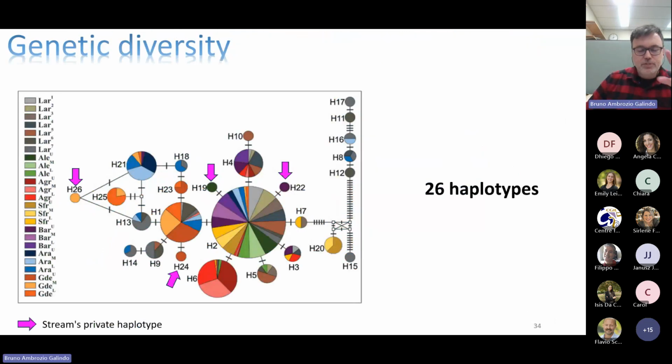So regarding the genetic diversity, as I told you, this is a haplotype network. Here each circle is one haplotype. The bigger the circle, the bigger the number of individuals. And in these arrows, I have some haplotypes that are restricted to streams. So these haplotypes are not found in the main channel, only in streams.